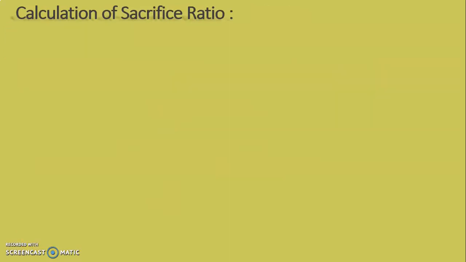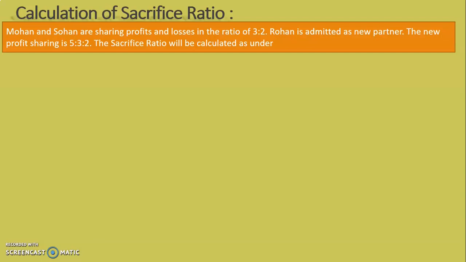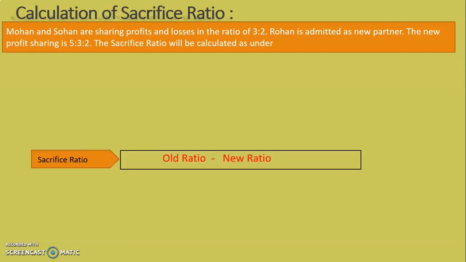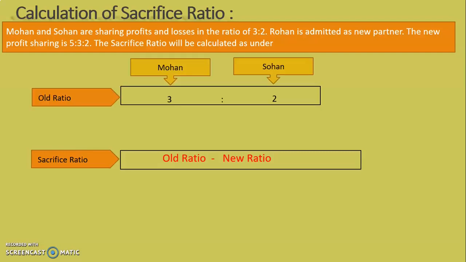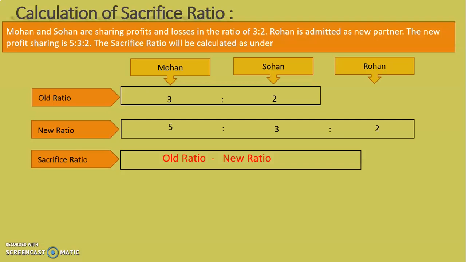The calculation of sacrificing ratio. Mohan and Sohan are sharing profit and losses in the ratio of 3:2. Rohan is admitted as new partner. The new profit sharing ratio is 5:3:2. Now here the old ratio is given and the new ratio is given. We have to calculate sacrifice ratio. The formula for calculating sacrifice ratio is old ratio minus new ratio. The old ratio of Mohan and Sohan is 3:2. The new ratio is 5:3:2. We calculate the sacrifice ratio of Mohan and Sohan.